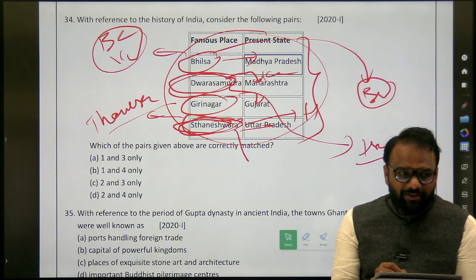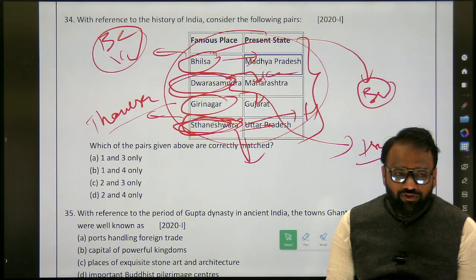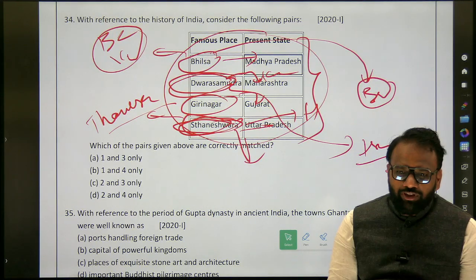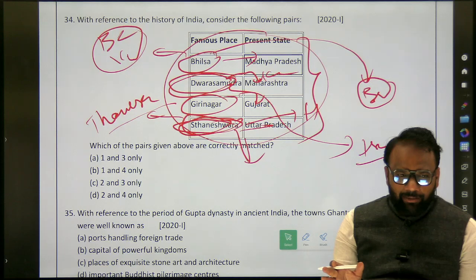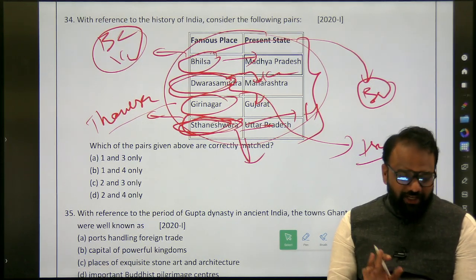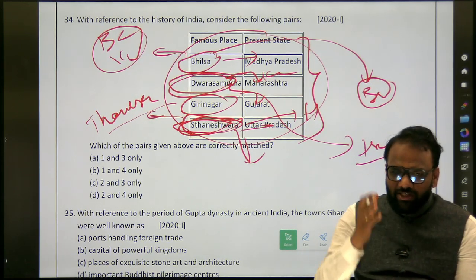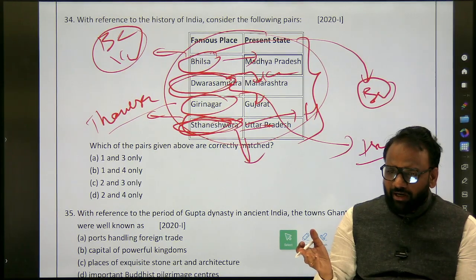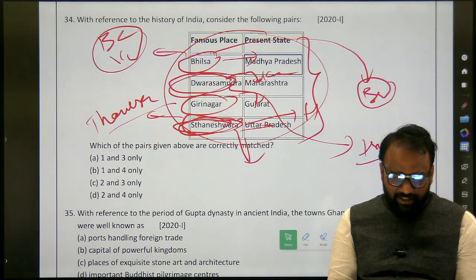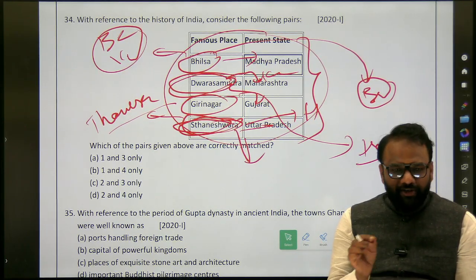Staneshwar is famously associated with which dynasty? Pushyabhuti, Harshavardhana, right? Later he will shift his capital and all. So it is associated with the Pushyabhuti dynasty. That's it. So the important focus here is 180 sites and the corresponding modern Indian states. And to a few of these, we will just add extra information.